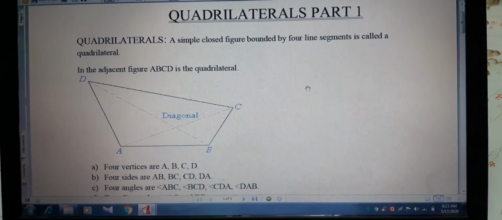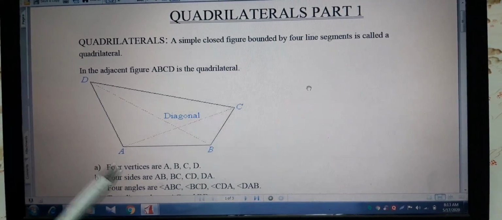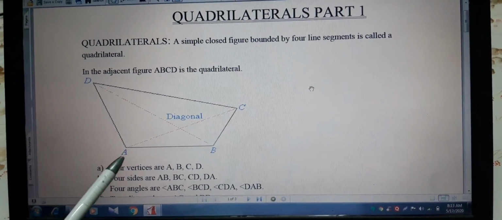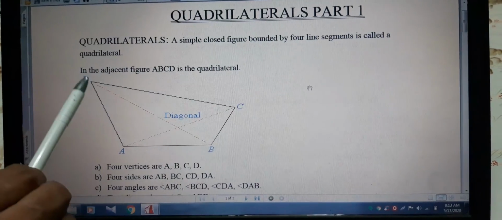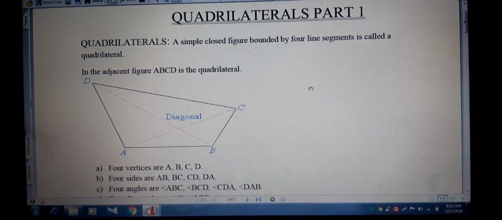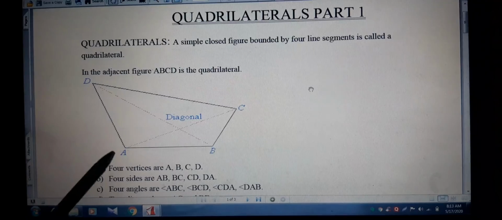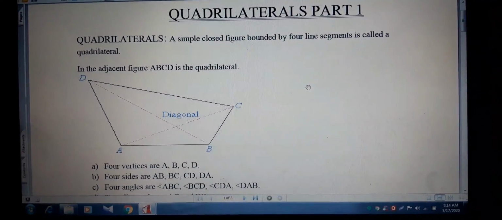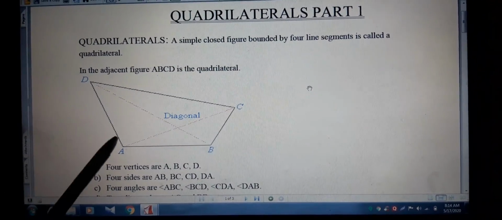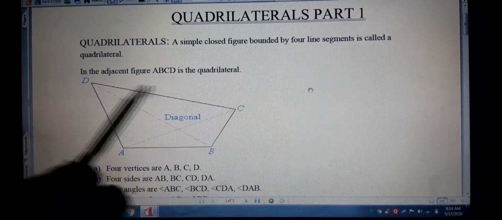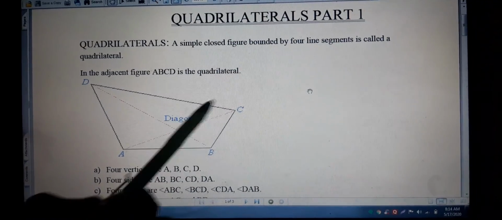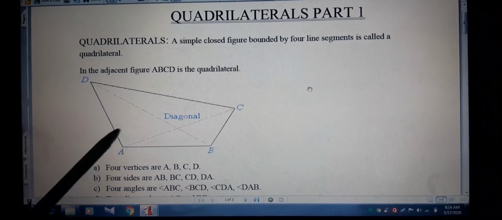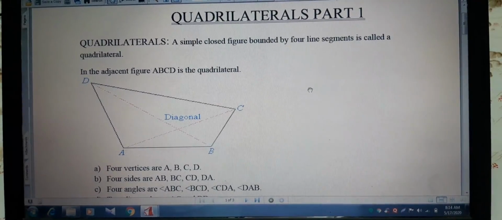Here is one quadrilateral whose vertices are, what is the meaning of vertices? The end points are known as vertices, meaning A, B, C, D. These four points are known as vertices. The four sides are AB, BC, CD and DA. The four angles are ABC, BCD, CDA, and DAB. These four are the angles.